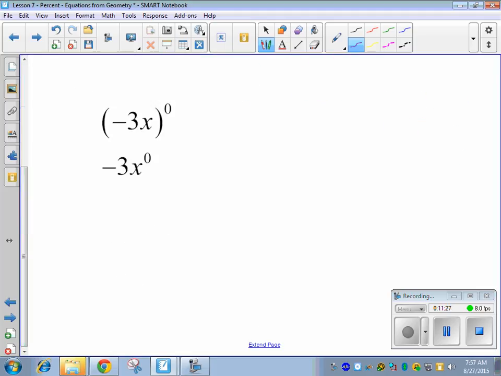And one other quick thing, what is this whole thing equal to? Anything to the 0 power? Okay, 1. And right here, is this whole thing equal to 1? No, because this 0 is only applied to the x. So this is -3 times 1, which is -3. All right? So make sure you recognize the difference of where the parentheses are on that one. Make sense? Cool.